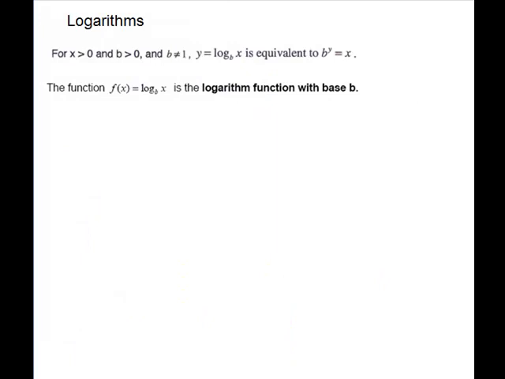For x greater than 0 and b greater than 0, with b not equal to 1, y equals the log base b of x is equivalent to saying b to the y equals x. Notice in each one, the base is the same thing. So your base for the logarithm is the base on your exponential. The function f of x equals log base b of x is the logarithm function with base b.